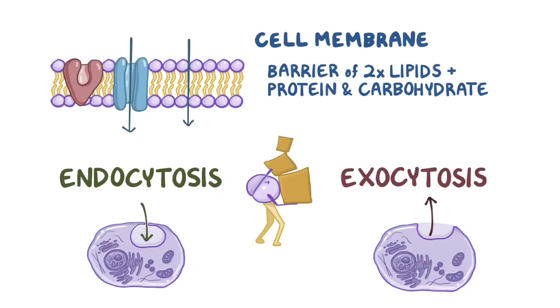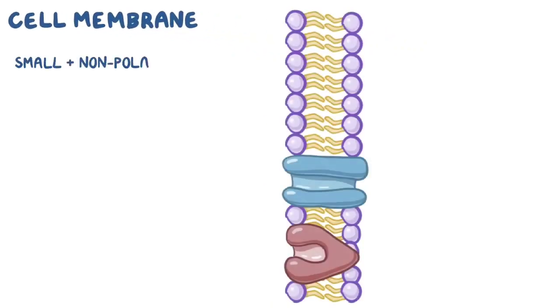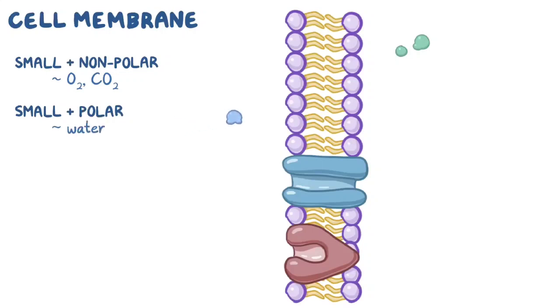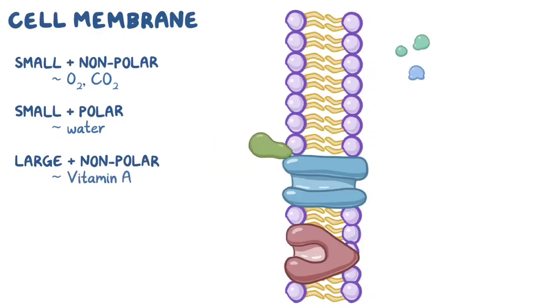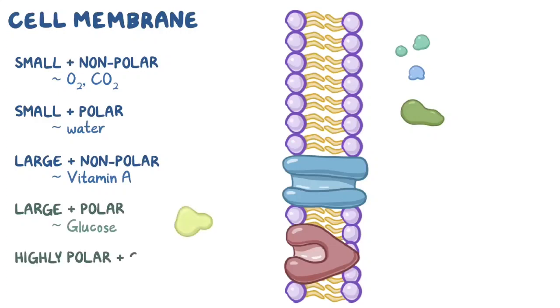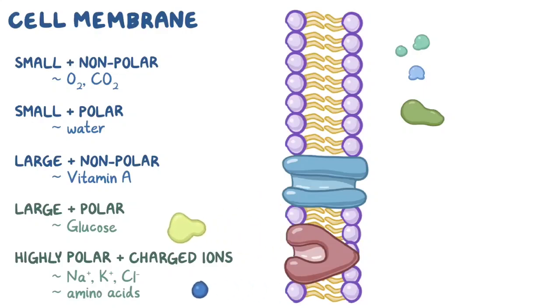There are roughly 5 categories of molecule that try to get across the cell membrane. Small nonpolar molecules like oxygen or carbon dioxide are able to diffuse rapidly through the cell membrane. Small polar molecules like water can cross as well, but do so very slowly. Large nonpolar molecules like vitamin A are also very slow to cross the cell membrane. And large polar molecules like glucose and highly polar charged ions like sodium, potassium, and chloride, as well as molecules that possess a charge like amino acids, are all highly unlikely to get across a cell membrane on their own.